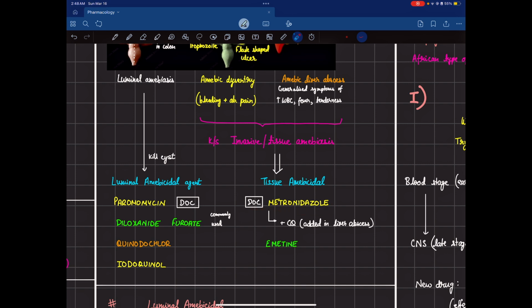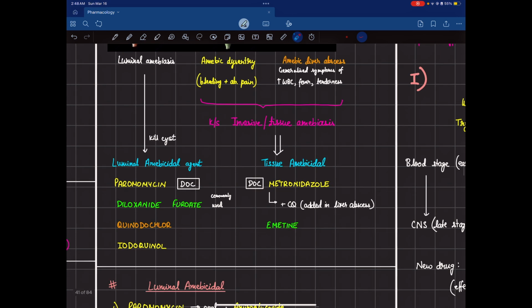Okay, for luminal amoebicidal agents, now we'll get on to the drugs. You have paromomycin, you have diloxanide furoate, you have clioquinol, you have iodoquinol. These two drugs are not used nowadays, so even if you don't remember, it doesn't matter. It's just for classification. They have a severe side effect called SMON. Your tissue amoebicidal drug of choice is metronidazole. You get chloroquine, which is added in case of liver abscess, and your other drug that you use is emetine.